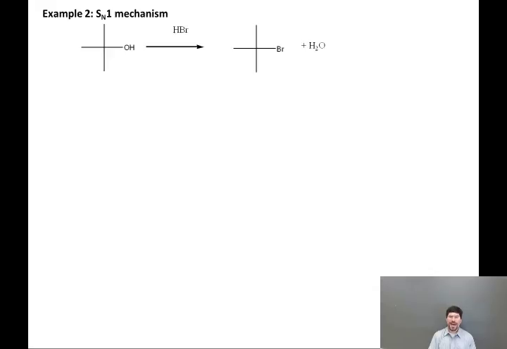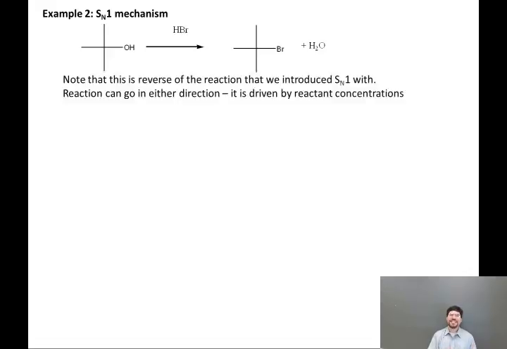So for our SN1 mechanism, we've got to use an alcohol with a structure that's consistent with the SN1 mechanism. So instead of a primary alcohol, we're starting with a tertiary alcohol. In this case, our prototypical tertiary alcohol is tert-butyl alcohol. And again, if we react this with concentrated hydrobromic acid, we will get out at the end tert-butyl bromide plus water. Note that this is the reverse of the reaction that we introduced the SN1 mechanism with. We looked at how tert-butyl bromide will react with water to give tert-butyl alcohol.